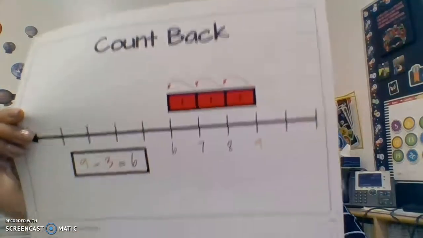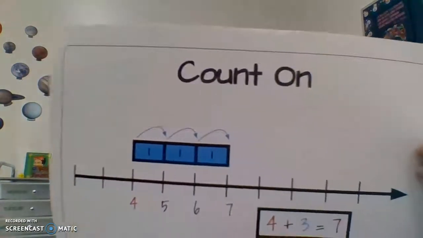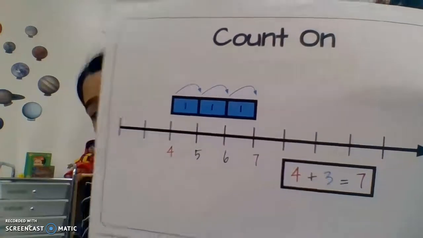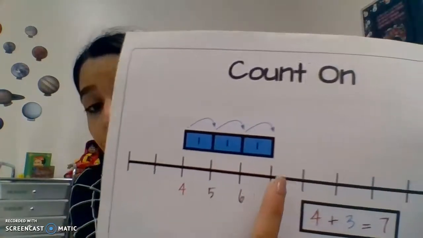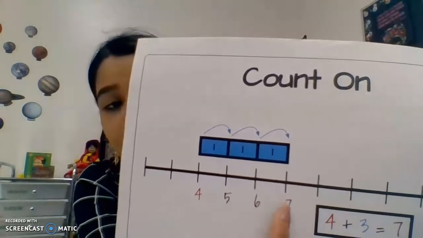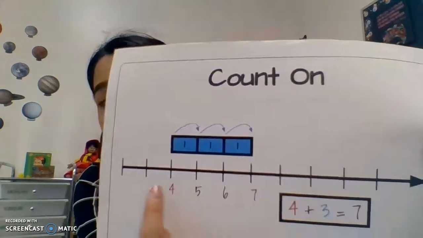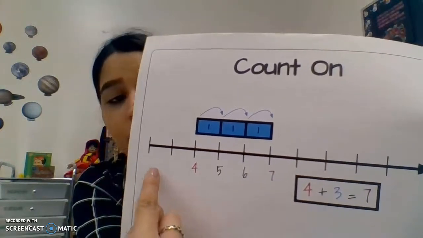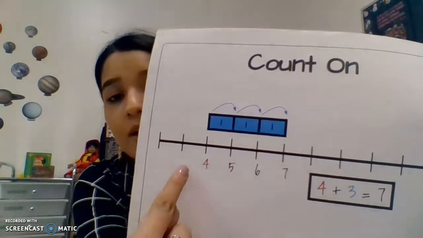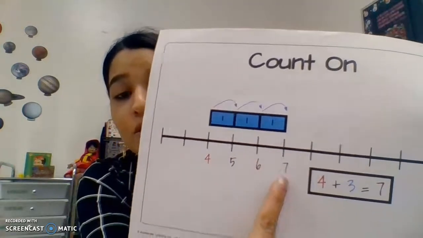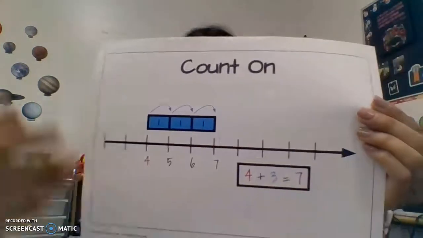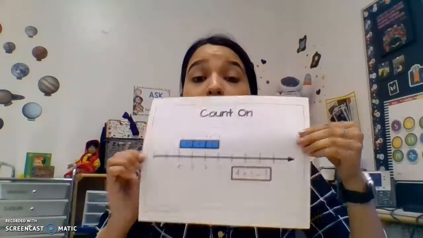So count back. And we also had count on. So count on is the same as count back, but you're counting forward. So we start at 4 and we count on 3. So we go 1, 2, 3, and we go to 7. So this can help us in our number line to figure out how to compare and order our numbers.